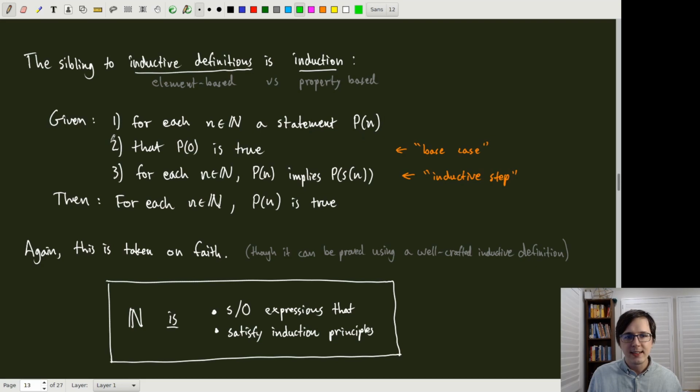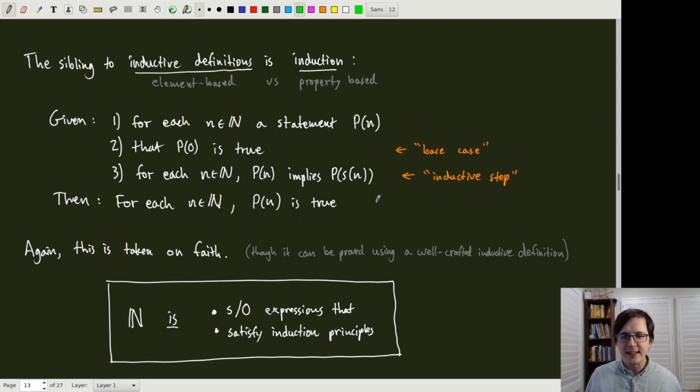Property 2 that we need to have satisfied is that P of 0 is true. And the third given is that for each n, P of n implies P of the successor of n. So 2 and 3 are also commonly known as the base case and the inductive step. And the conclusion is, with these 3 givens, that for each n, P of n is true. So it's just universally true for all P.